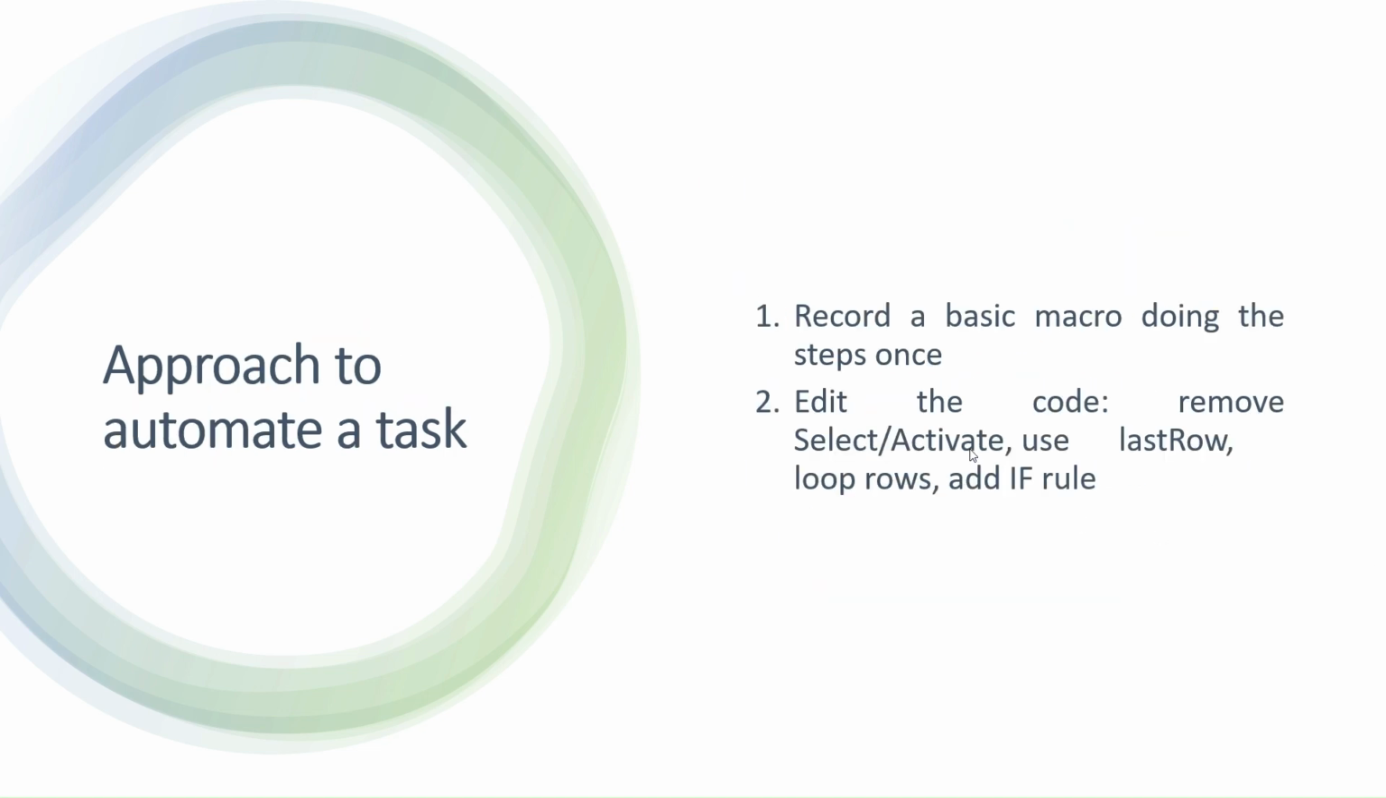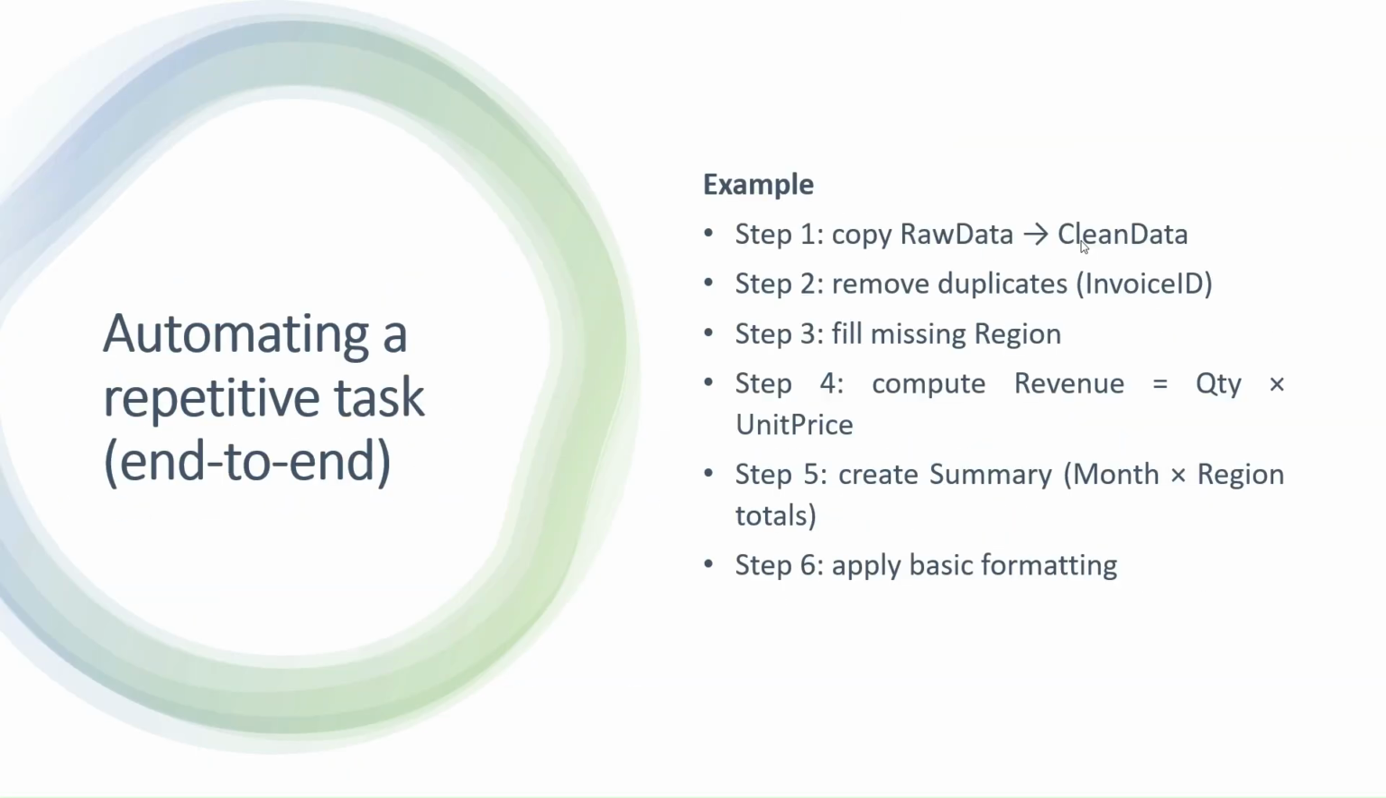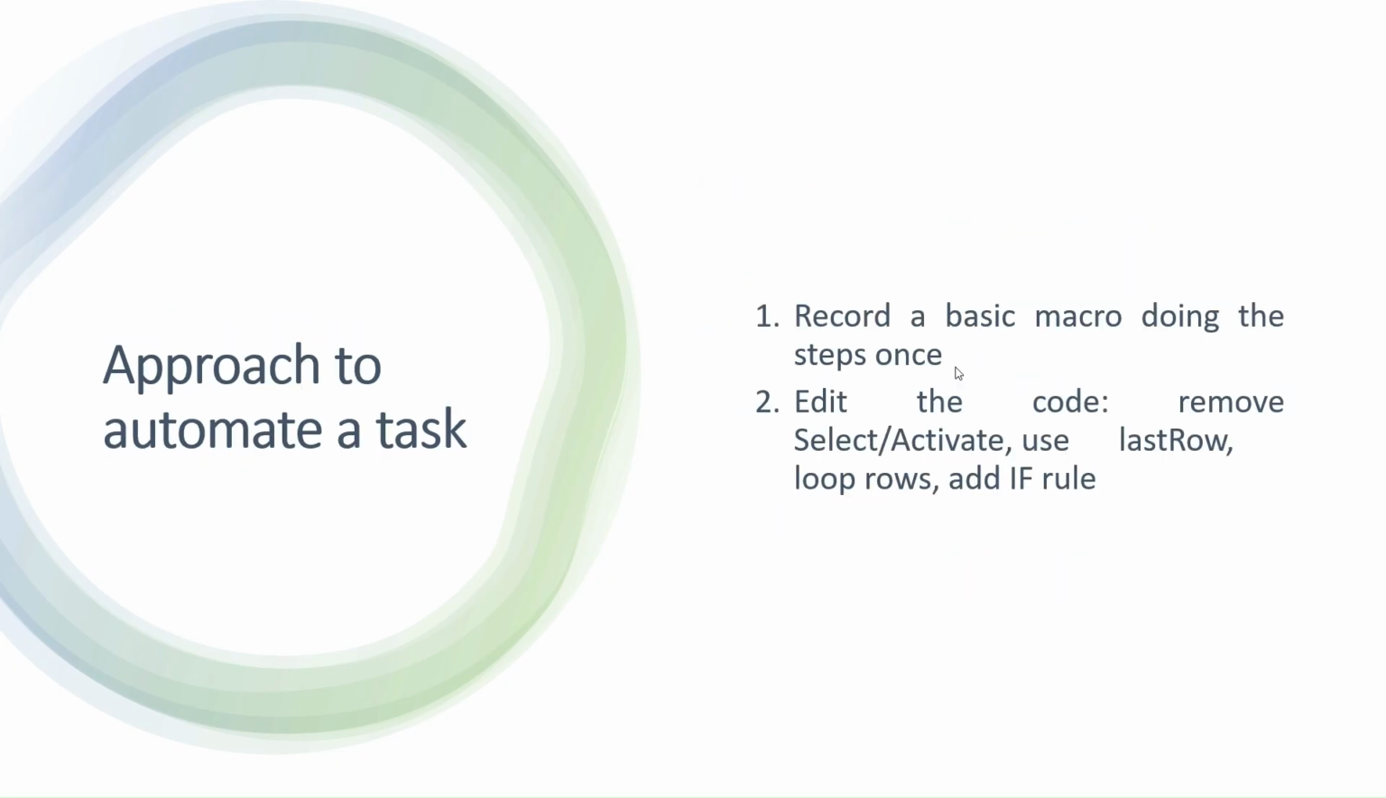First of all, you will start by recording a basic macro doing the step ones, but then you will have to edit the code. You will have to update this recording so that it is updatable each time you are working with updated data, all right? So, in other words, you will edit the macro by removing Select or Activate. What do I mean by Select or Activate? Let me show you this example here.